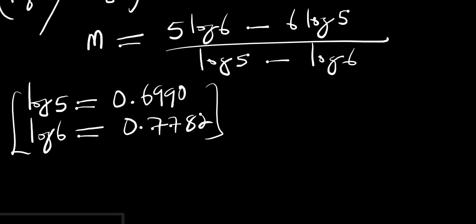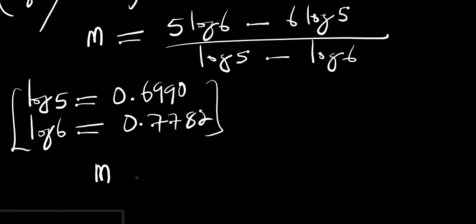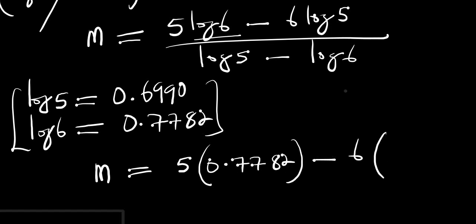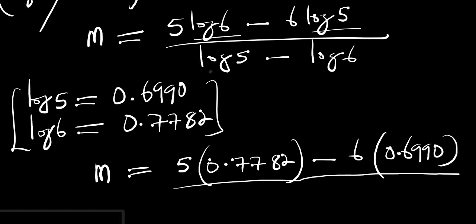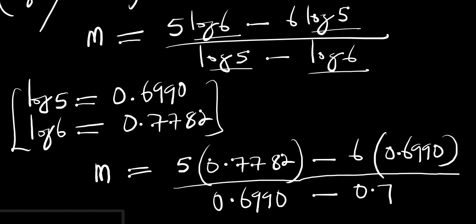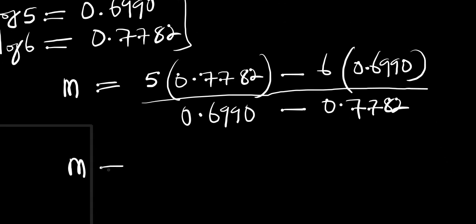So what we are going to do next is to insert this into where we have log of 5 and log of 6. So we have m equals 5 into log of 6, which is 0.7782, minus 6 into log of 5, which is 0.6990. Then we have divided by log of 5, that is 0.6990, minus log of 6, and that is 0.7782. So we go ahead and we have m equals 5 times 0.7782.